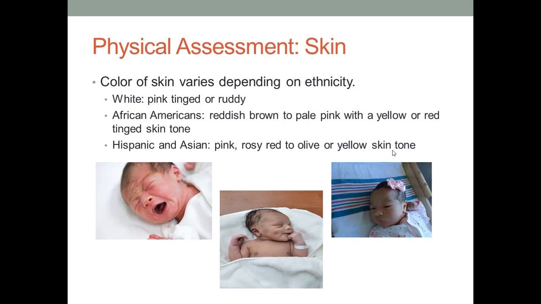The skin assessment on a baby. The color of their skin obviously varies depending on their ethnicity. White babies are going to be pink or ruddy in color. African American babies are going to be a reddish brown to pale pink with maybe a yellow or red tinged skin tone. And Hispanic and Asian babies are going to have more of an olive or yellow skin tone.